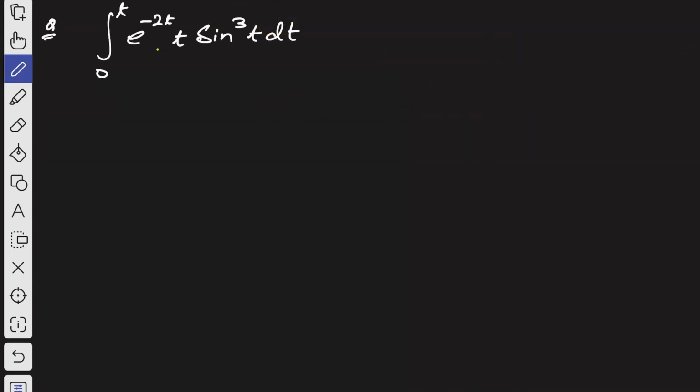Now let's find the Laplace transformation of this expression, this integral function. So here, Laplace transformation of the integration from 0 to t of e to the power minus 2t times t sine cube t dt.